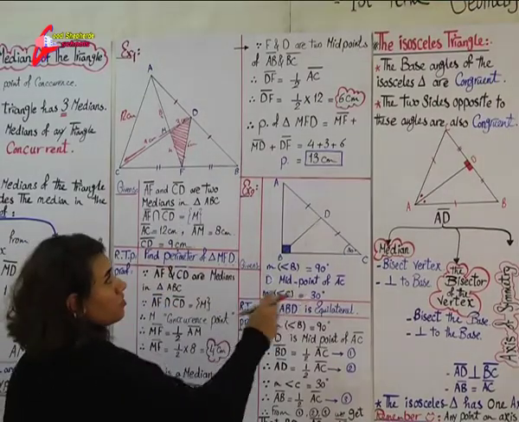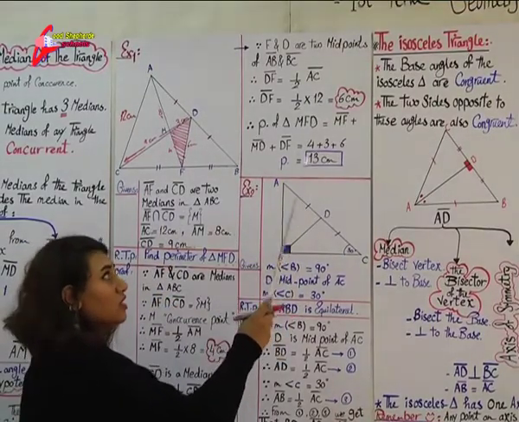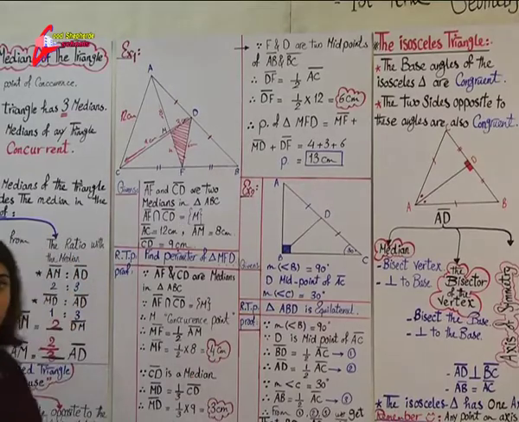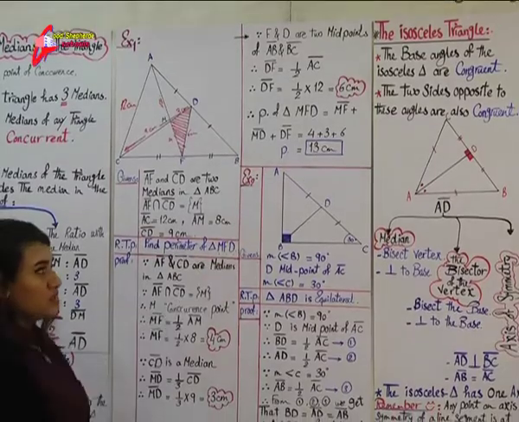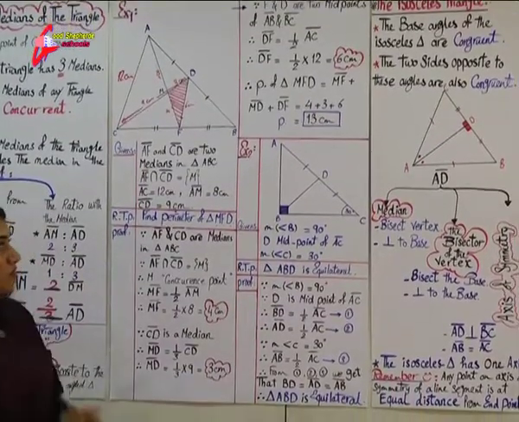If you add them together, you get the perimeter of the triangle, because the perimeter of any polygon equals the sum of all side lengths. Then the perimeter is 13 centimeter. That was the example about the medians.